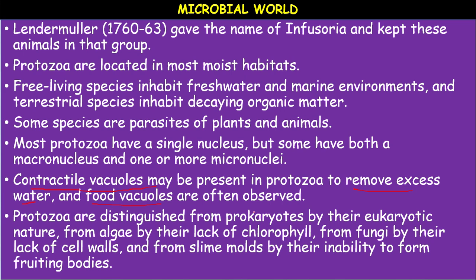They are eukaryotic because they possess a nucleus. They differ from bacteria, and they differ from algae because they lack chlorophyll. They differ from fungi because they lack cell walls. They differ from slime molds because they do not form any fruiting bodies. That is the fungi, like mushrooms, they form the fruiting body called basidiocarps, or mushroom.